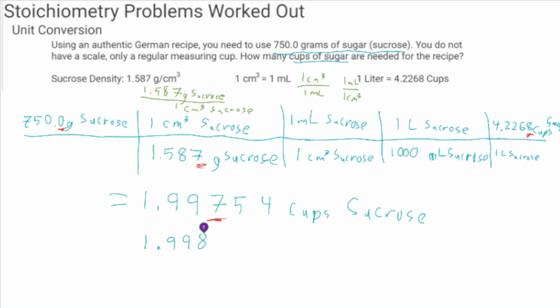So when we rewrite this, we have to say that we have 1.998 cups of sucrose or sugar. And so this would be the answer for significant figures. But since this is like a real world problem, we'd have what would be the practical answer, because we're actually trying to make this recipe, and we'd say it is 2 cups of sugar, because we'll only be able to measure out 1 cup at a time.